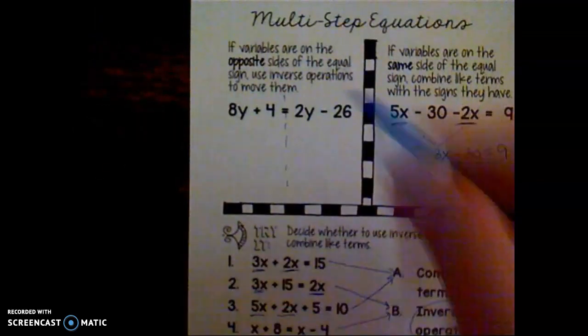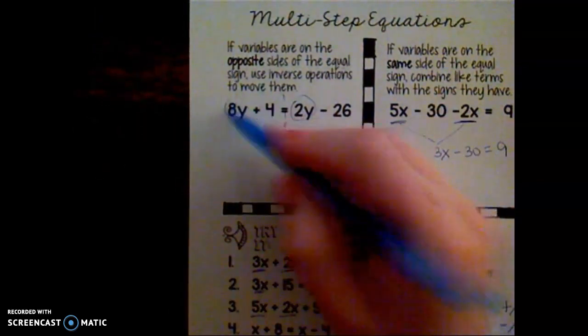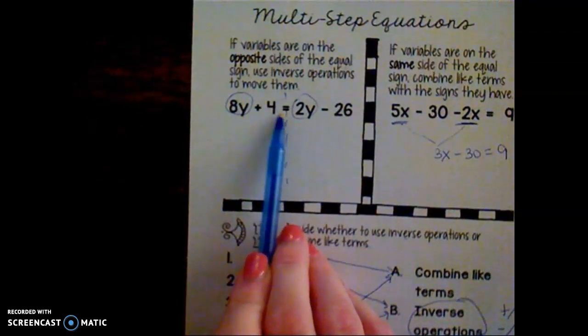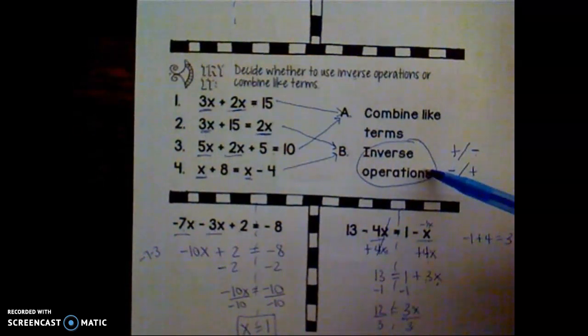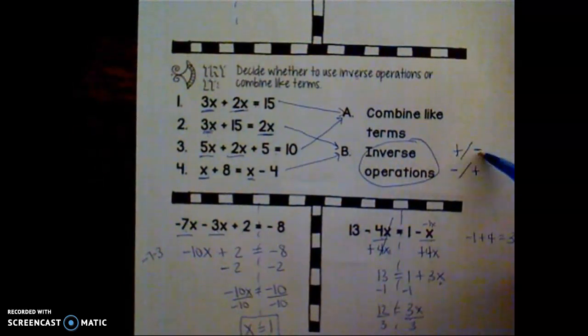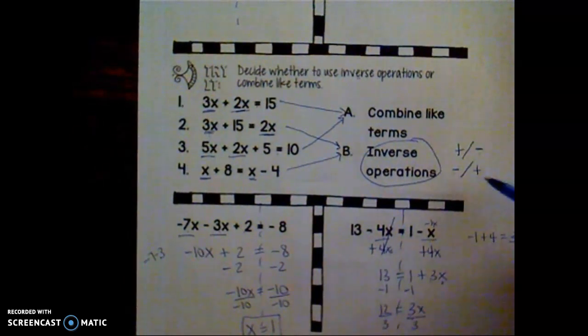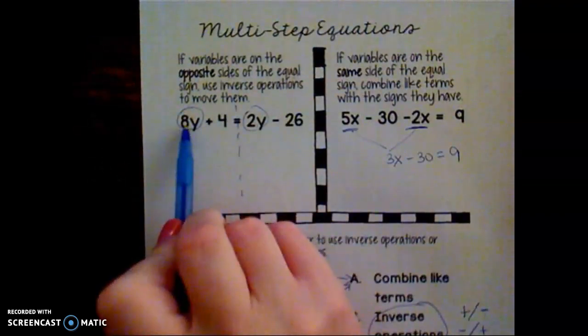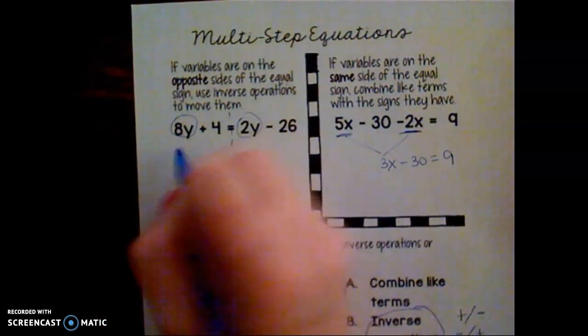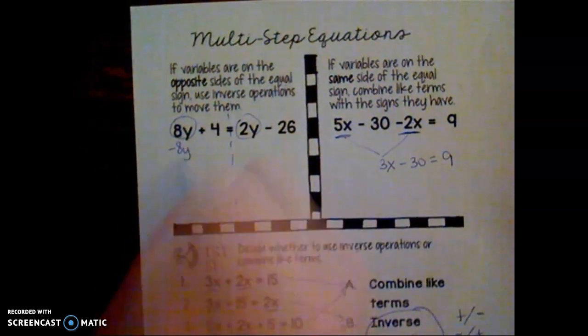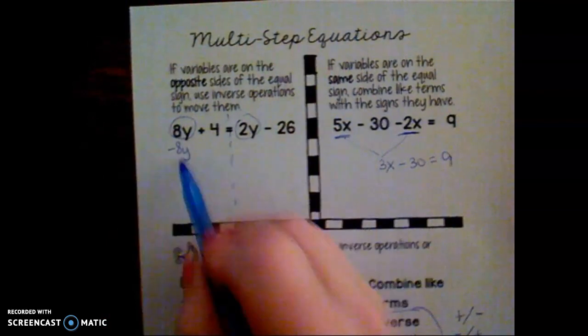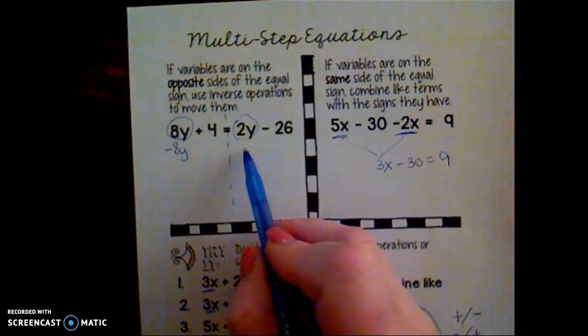All right, so let's go back up and solve this one up here as another example. So again, the 2y and the 8y are on opposite sides of the equal sign. So we have to use inverse operations. If it's positive, you have to subtract. If it's negative, you have to add. So if I want to get rid of this 8y, since it's positive, I'm going to subtract 8y to get rid of it. And what I do to one side, I have to do to the other side.